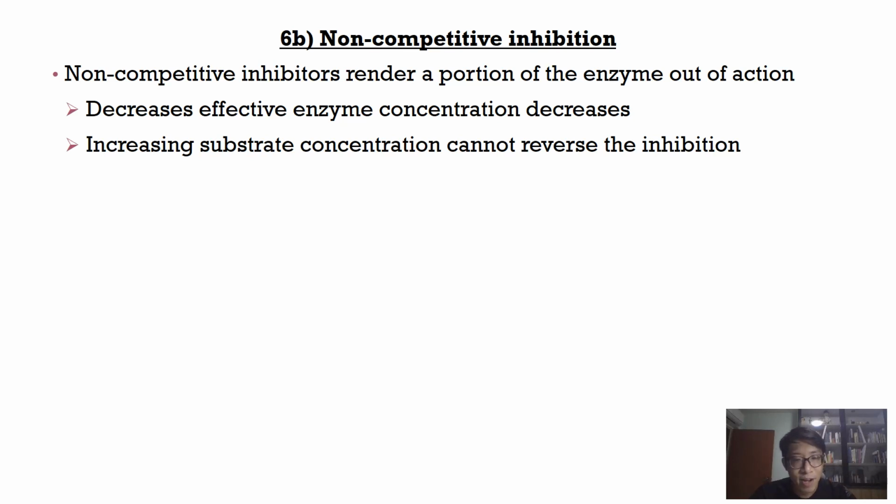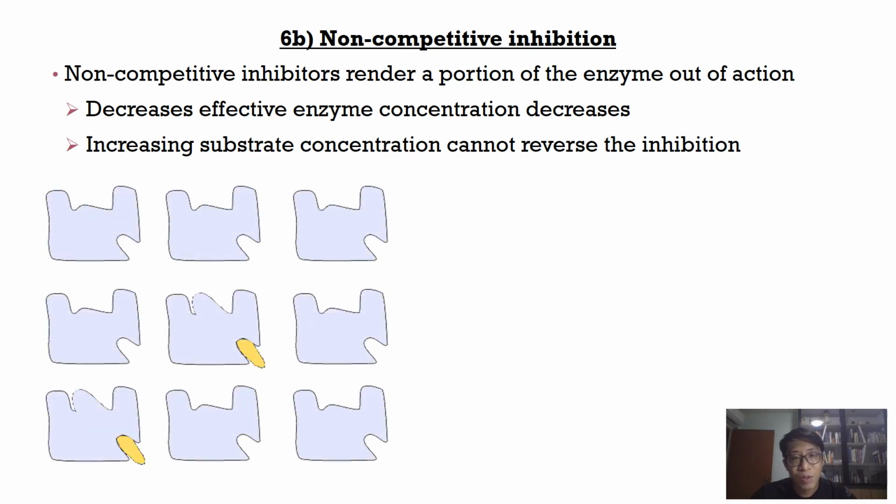So what does this mean? Let me show you an example. On the screen you see 9 enzyme molecules, and 2 of them are bound by non-competitive inhibitor. So there are 2 molecules of non-competitive inhibitor and 9 molecules of enzyme.